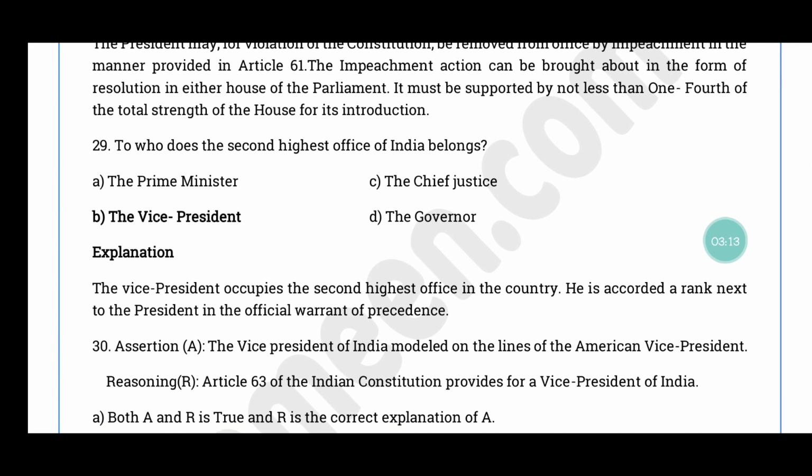Question number 29, to whom does the second highest office of India belong? The correct answer is option B, the vice president. Vice president occupies the second highest office of the country. He is ranked next to the president in the official warrant of precedence.